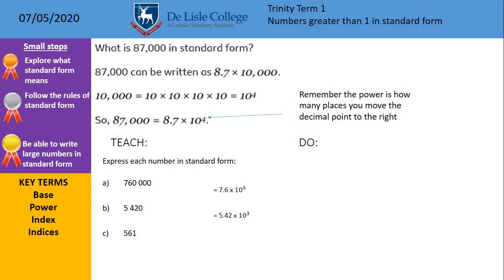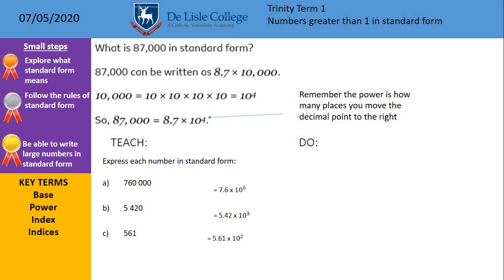Last one, 561. Again, might be useful to write it down as 561 point and just leave the point there. We want to get then the first number between 1 and 10. 5, again, 561, way too high. 56.1, too high. 5.61, perfect. How many places have moved the decimal point to get to 5.61? We've gone to the left twice, so it would become 5.61 times 10 to the power of 2.